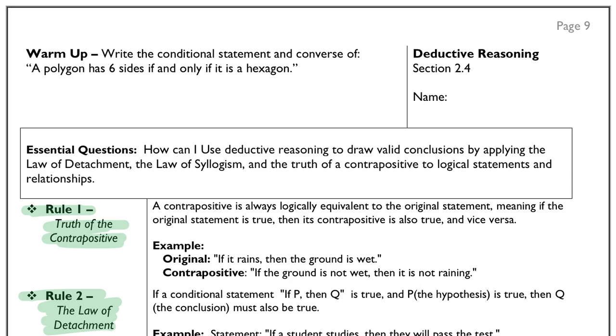It has to be reasoned or drawn to be a valid conclusion by applying a few different rules or definitions or something that will prove that that's true no matter what. So the essential question is, how can I use deductive reasoning to draw valid conclusions? By applying something called the Law of Detachment, the Law of Syllogism, and the truth of a contrapositive. We've already mentioned this.